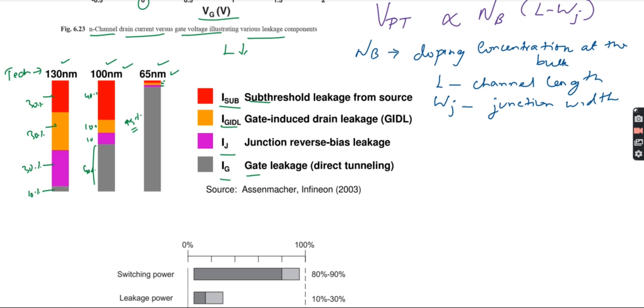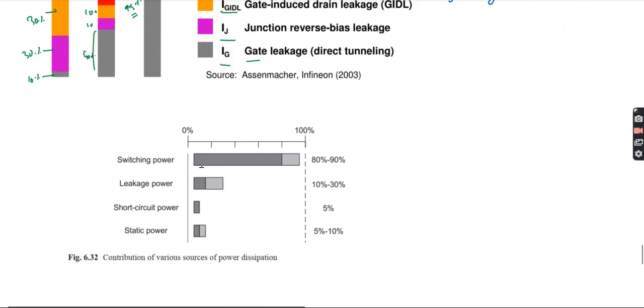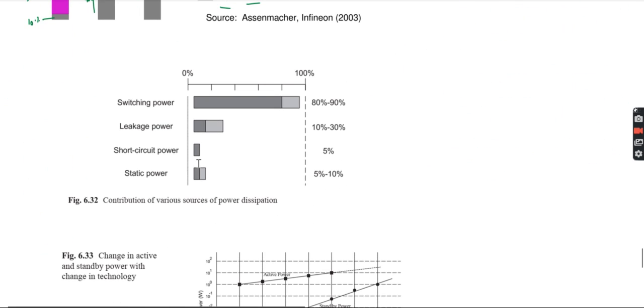Now if you keep on going, for example to 45 nanometer, and you are reducing the channel length, then your gate leakage will be more. So that is what we are saying for the various sources of power dissipation here: as the length reduces, which one will have the major contribution.